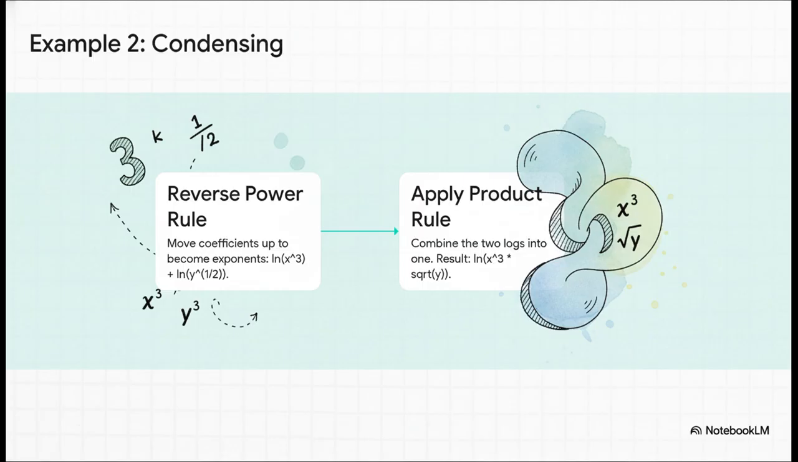Now, this works both ways, which is super useful. Let's try going in reverse and condense this expression. We just use the power rule backwards. We take the coefficients, the 3 and the 1/2, and move them back up as exponents. That gives us the natural log of x cubed plus the natural log of y to the 1/2. And since we know the 1/2 power is just a fancy way of writing a square root, we can then use the product rule to smush it all together into a single log.